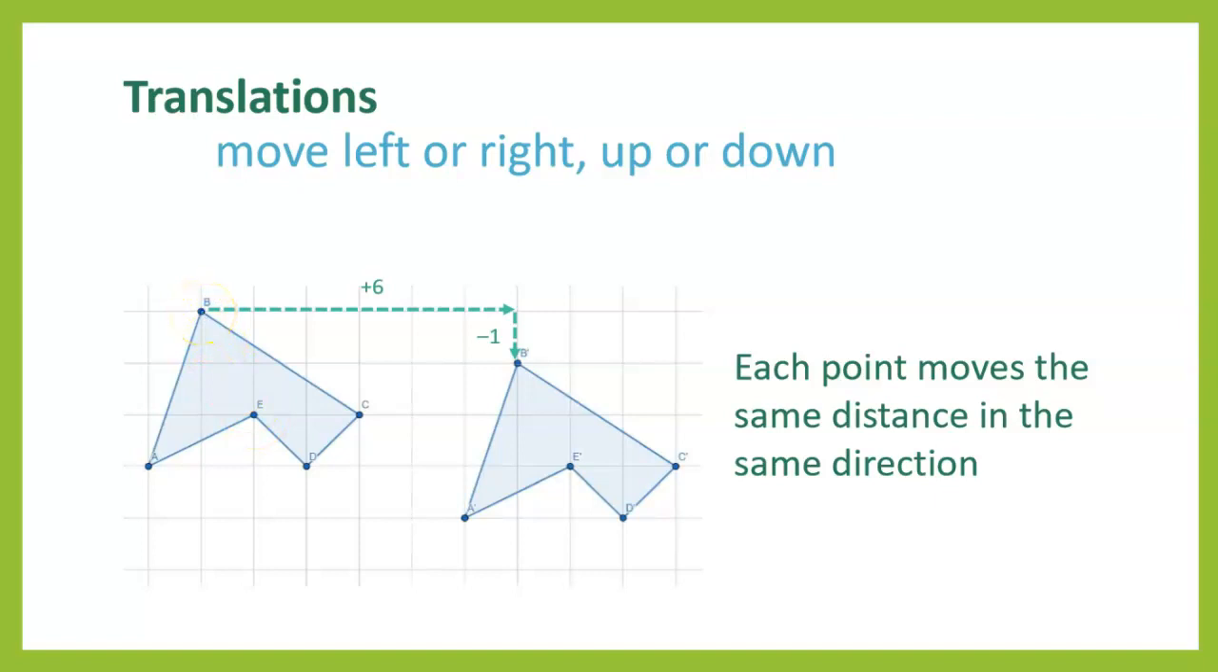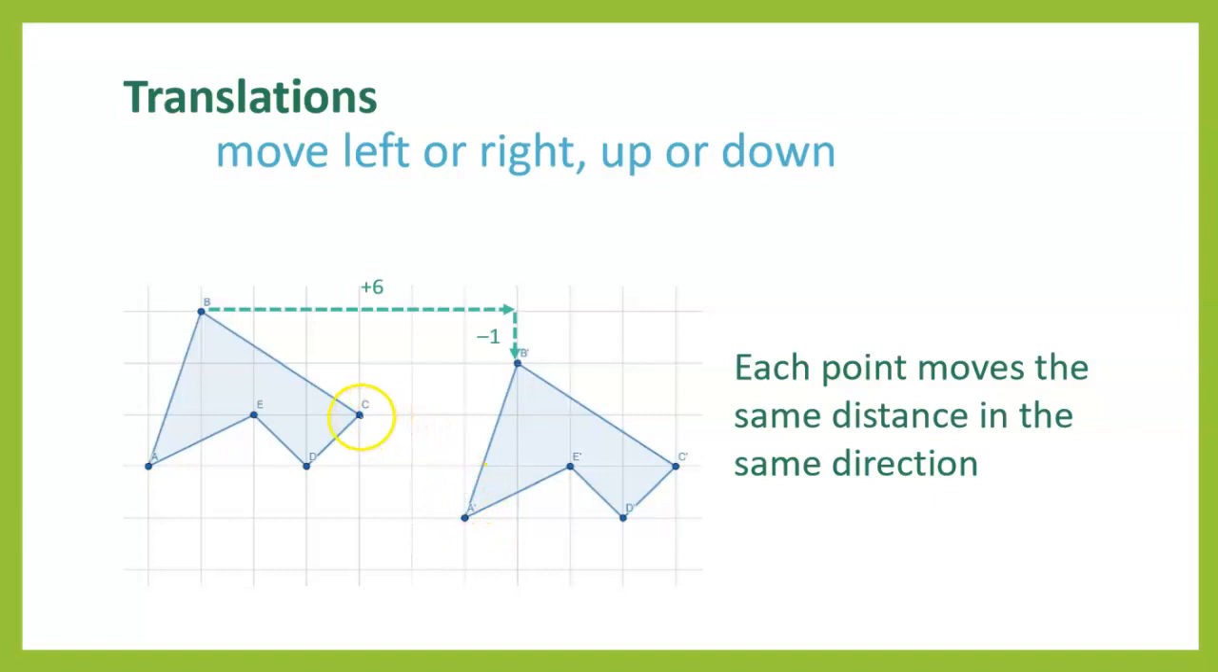If we take point B, this one has moved 6 to the right and 1 down, and we get B prime. If this is a rigid transformation, called a translation, that means that every other point did that same path, 6 right, 1 down. So let's see if A did that. 1, 2, 3, 4, 5, 6 right, 1 down. We get to A prime.